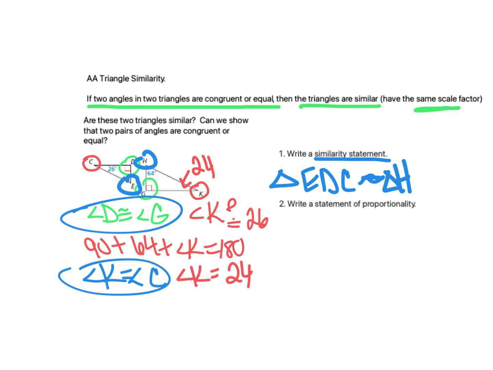And then I said angle D. Well, angle D is the right angle, so then I'd have G. And my last one would be K, because K and C correspond. So that's how we write a similarity statement. It's just triangle is similar to triangle, and you just have to make sure each of the corresponding angles is listed in the same order.